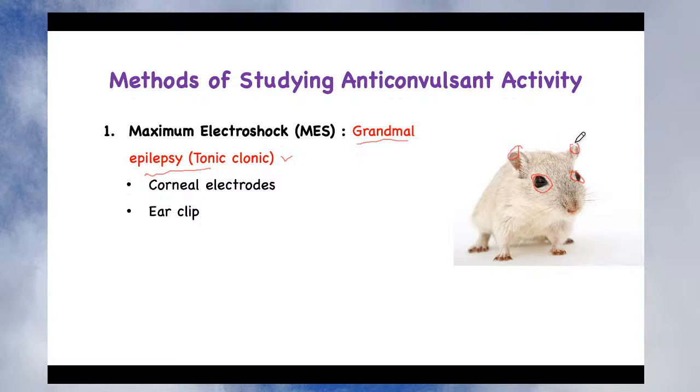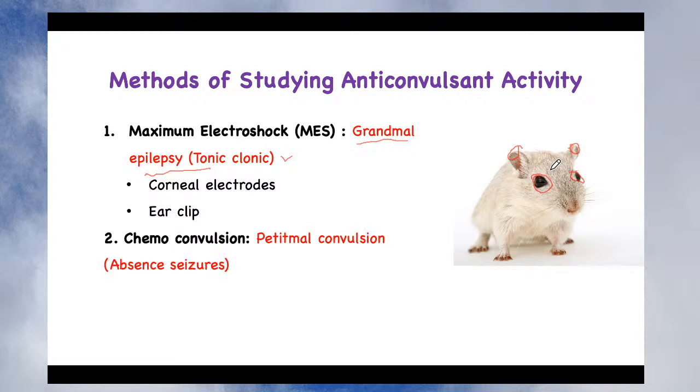You can apply the clip on the ear pinna and then give the shock. It can carry that electrical shock to the cortical region of the brain, and it may lead to excessive firing, right? So these two methods we can use in order to induce convulsion by using MES: the corneal electrode, and second, the ear clip. The second method is chemoconvulsion.